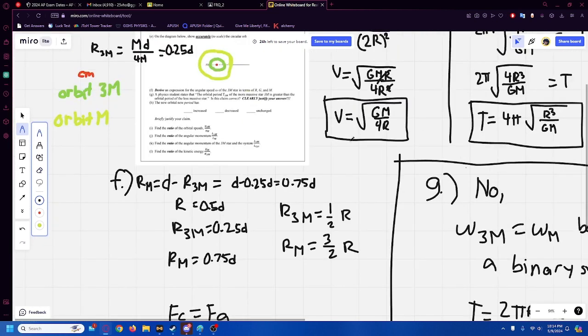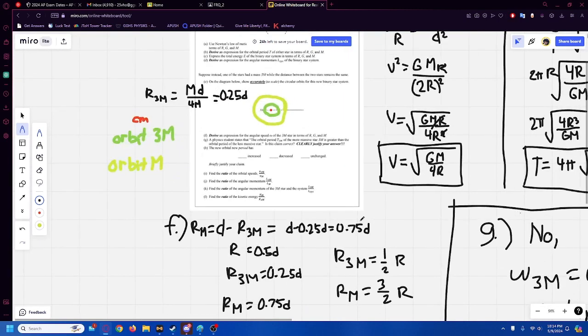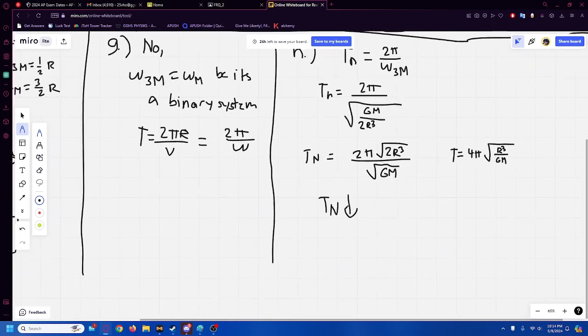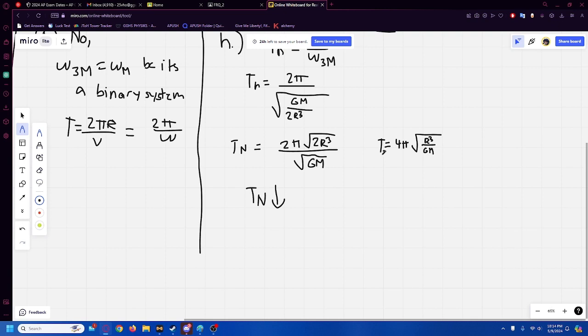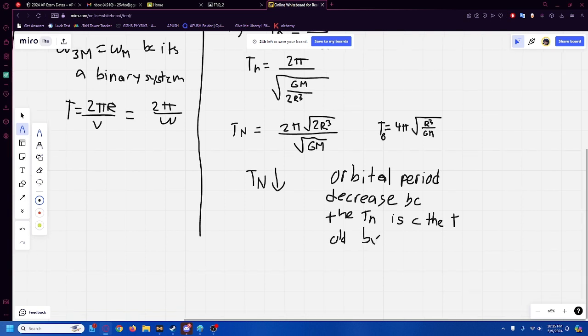And this would mean that the new orbital period has decreased, because the T is bigger by a multiplier of √2. So the orbital period would decrease, because the T_new is less than the T_old by a factor of √2.